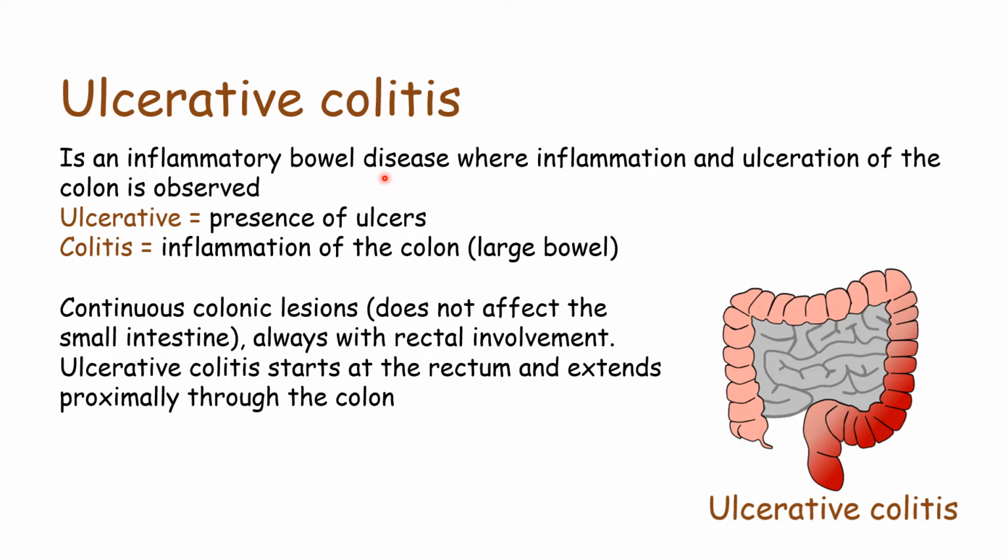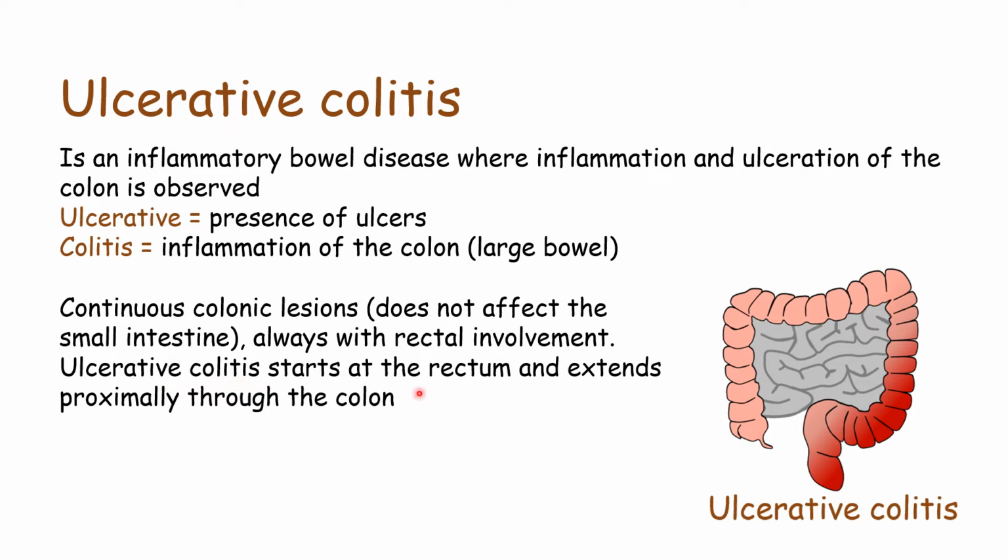So this is an inflammatory bowel disease where inflammation and ulceration of the colon is observed. So if we just pay attention to the name, ulcerative means presence of ulcers. Colitis means inflammation of the colon. This is the large bowel. So we're going to see continuous colonic lesions, meaning it does not affect the small intestine. They are colonic lesions only. There will always be rectal involvement. So obviously, like everything else in medicine, there are always exceptions, but as a rule of thumb, there will always be rectal involvement in ulcerative colitis.